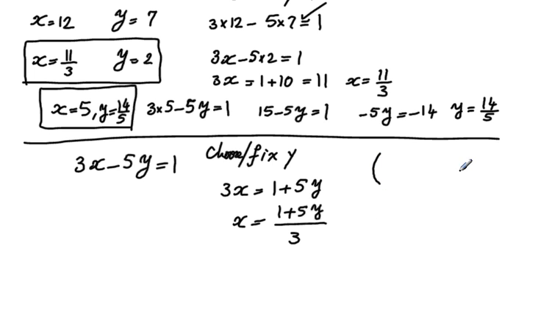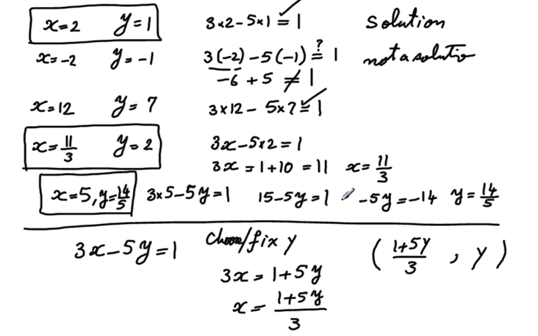So I put my solution in parentheses. Y, well, we chose y to be whatever it is, y. Let it be y. Then x turned out to be (1 plus 5y) over 3. That is a solution. All that you have to do is to choose a y, and then you are set. Like any of these things, if I choose y equal to 2, this turns out to be 11/3. If I choose y to be 1, this becomes 2.